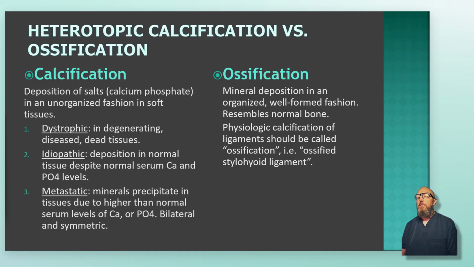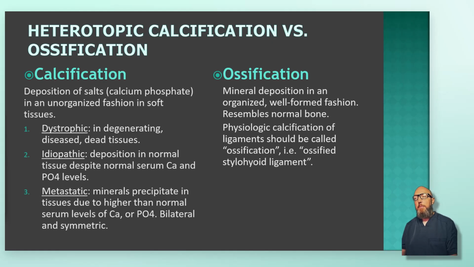First of all, vocabulary, because these two things shouldn't really be used interchangeably. Calcification is deposition of calcium phosphate salts in the soft tissue in an unorganized fashion. So think of it just as mineral dumped into tissue, no real architecture. And calcification comes in three different flavors. Dystrophic, which is mineral laid down in degenerating, diseased, or dead tissue. This is by far the most common. And in those cases, serum calcium and phosphate are going to be normal.